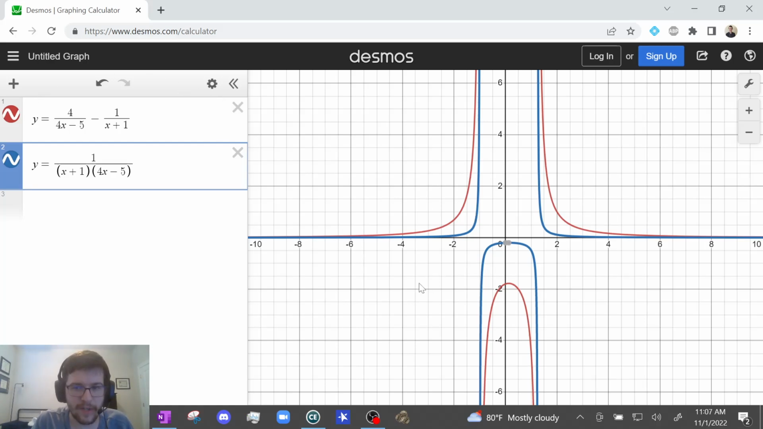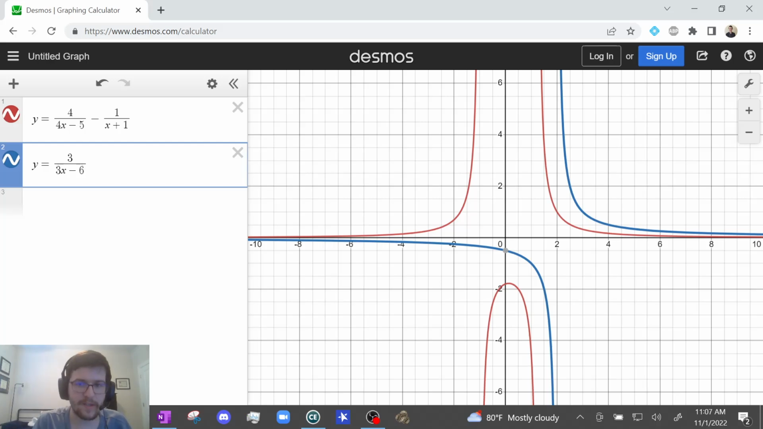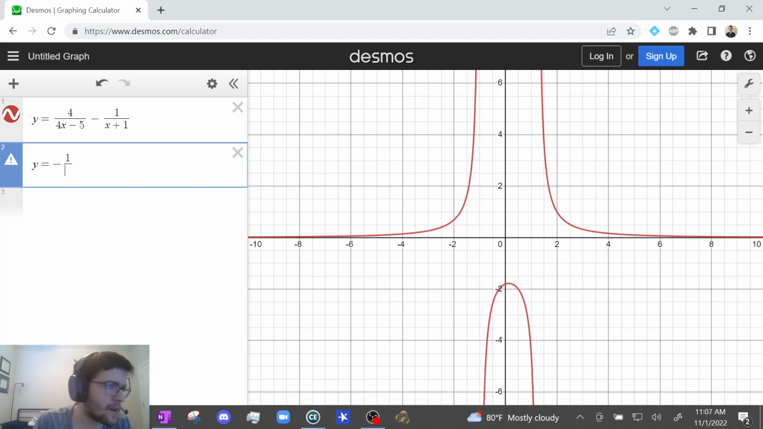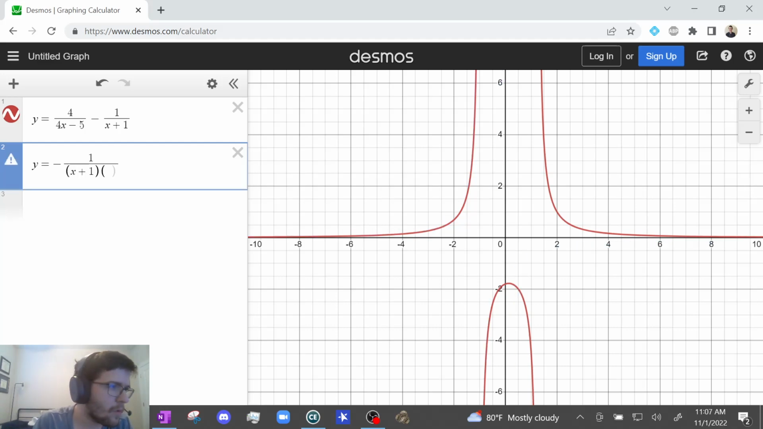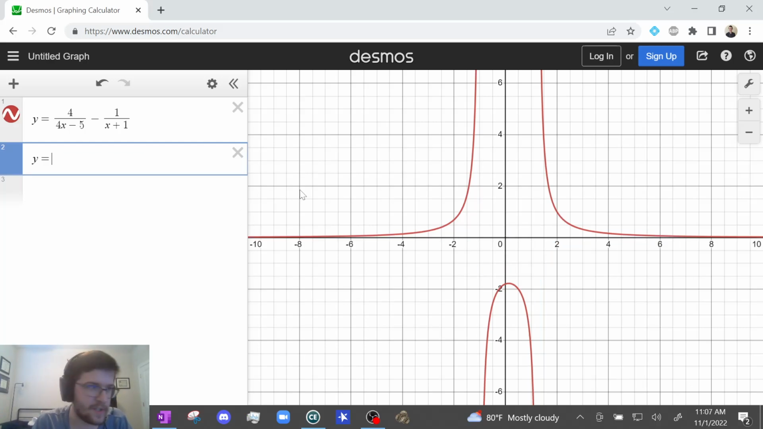The red and blue are in different spots. Okay. Let's do the other. Let's do B. 3 over 3x minus 6. They're in different spots. See how they look different? So they're not the same. Okay. Negative 1 over x plus 1, 4x minus 5. Okay, that's in different spots too, so that's wrong. Let's try answer choice D.